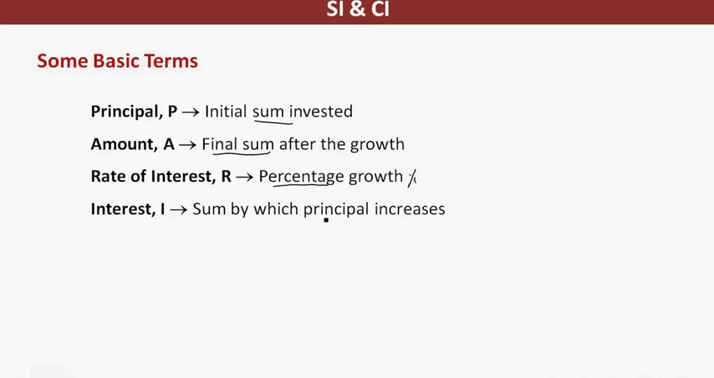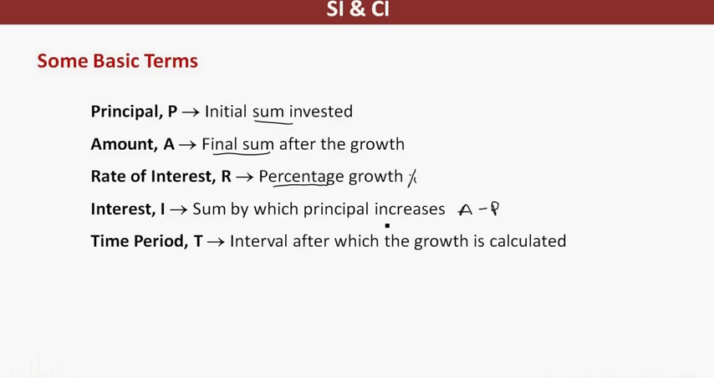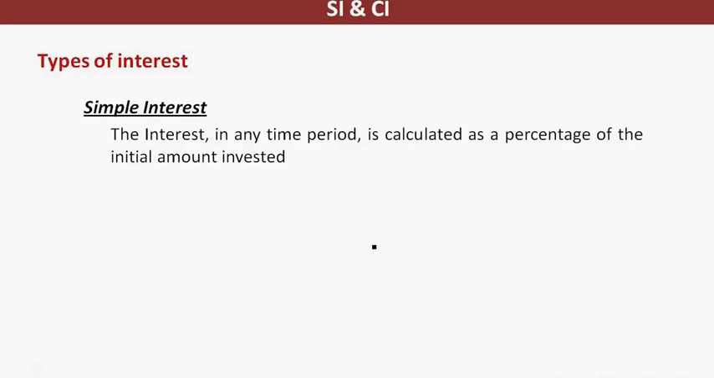Interest is the sum by which the principal increases. You have invested something initially and you've got your final amount. So the difference between the final amount and the initial principal is known as interest. That means your initial investment has increased with interest. Time period T is the interval after which the growth is calculated. Generally it is in years. So let's get started and talk about the case of simple interest.